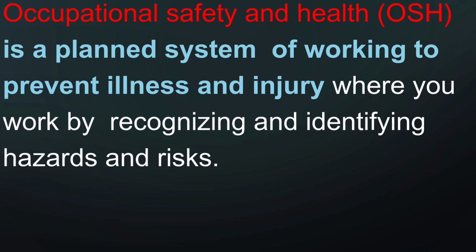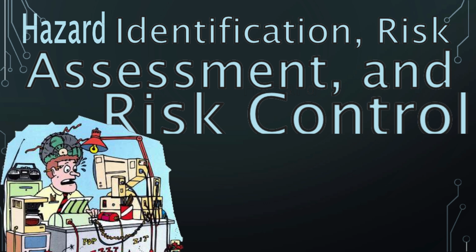Occupational Safety and Health, or OSH, is more than just a set of rules, it's a planned system designed to keep you safe and healthy at work. Think of OSH as a proactive approach. By recognizing and identifying potential hazards and risks, we can prevent illnesses and injuries before they occur. This isn't just about following procedures, it's about creating a safer working environment for everyone. As we continue, we'll delve into specific hazards and how we can manage these effectively.